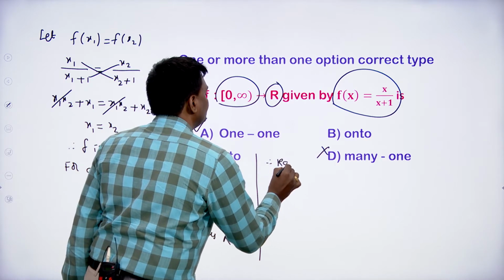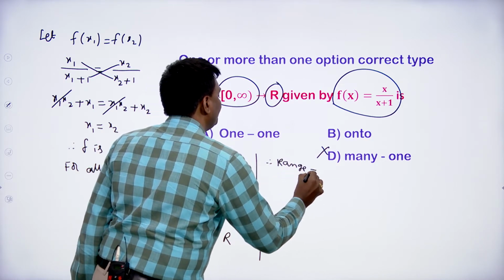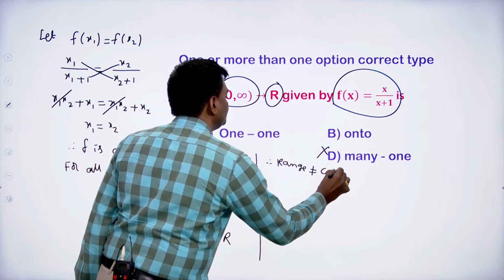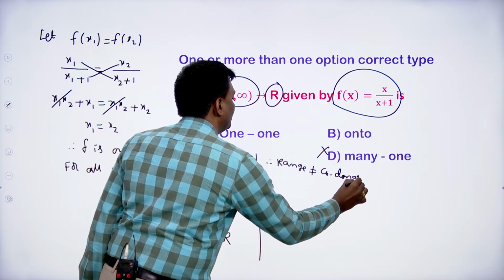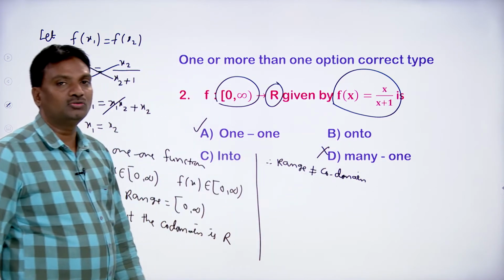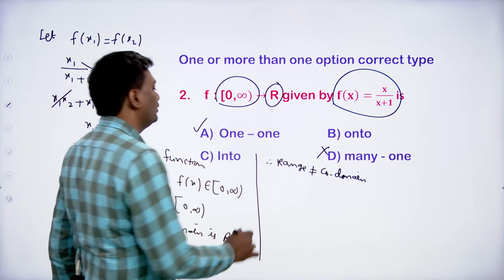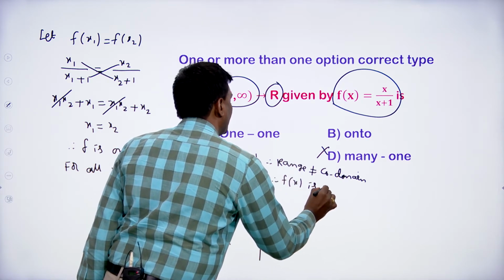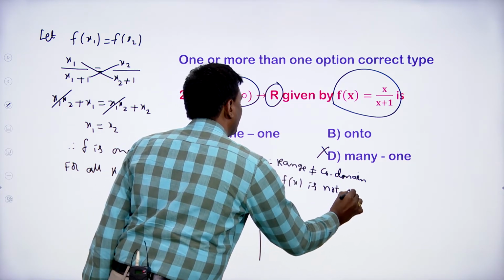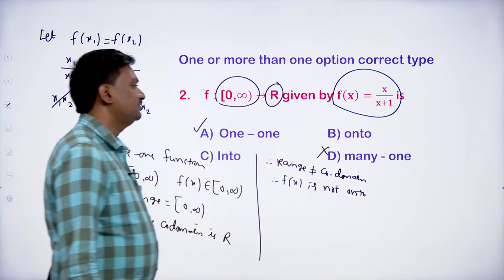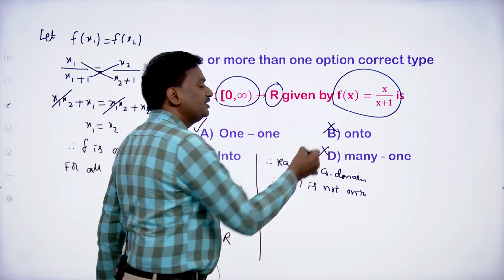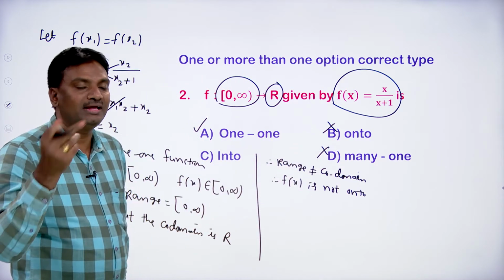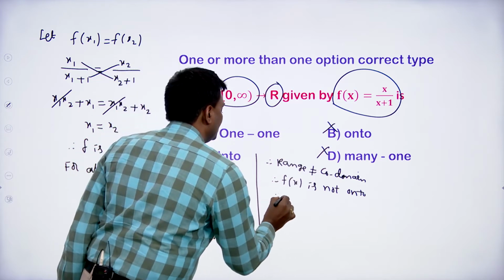So therefore range of f is not equal to codomain. Since range is not equal to codomain, therefore f of x is not onto function. F of x is not onto function means we can say that it is an into function.